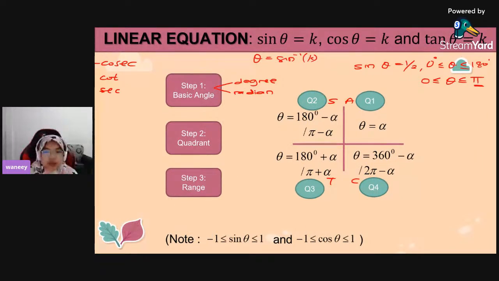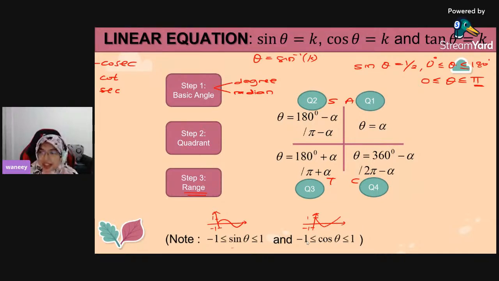So that's the reason why we have to check our range, just to make sure that we get all the answers. Note that sine theta is in between -1 and 1. If you draw your sine, you should be able to see that the highest value is 1 and the lowest value is -1. For the cos, something like this. Of course, the highest one is 1, the lowest is -1, so the same thing actually. But for tangent, tangent can go to infinity, so you don't have that kind of interval for it.